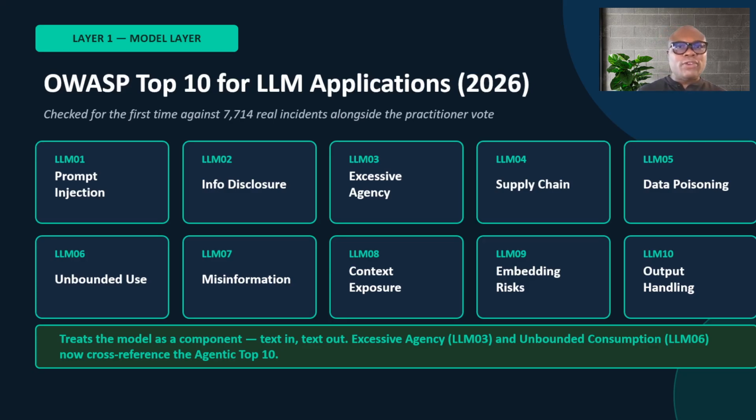Now cross-reference the Agentic Top 10. That shows that two particular risks, excessive agency and unbounded consumption, also cut across not just the LLM, but also the agentic workflow itself.